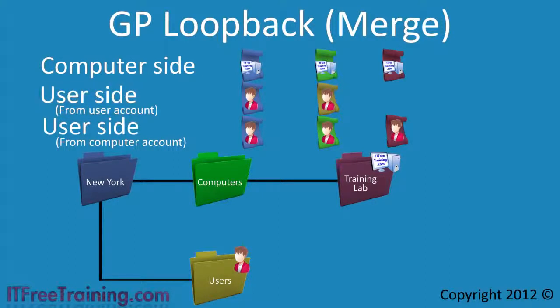Another way to think about merge mode is to compare it to normal group policy processing. For both normal and merge mode, the first two steps are the same. Group policy computer settings are configured based on the computer account location. User side settings are applied based on the location of the user account in Active Directory. Merge mode adds another step to the process by applying the user side of group policy based on the location of the computer account in Active Directory. This allows the administrator to add to or replace any existing user side group policy settings.